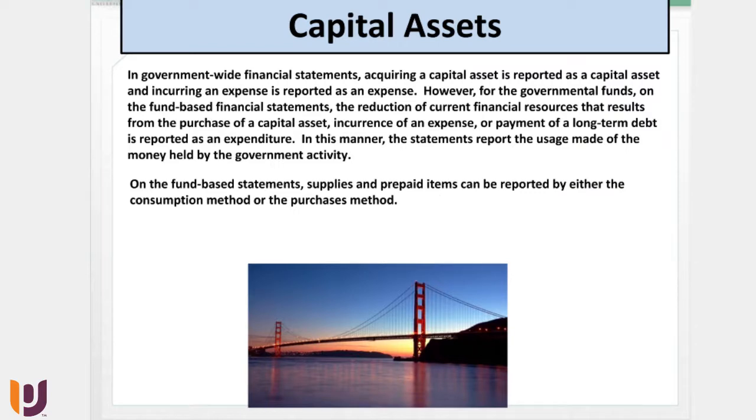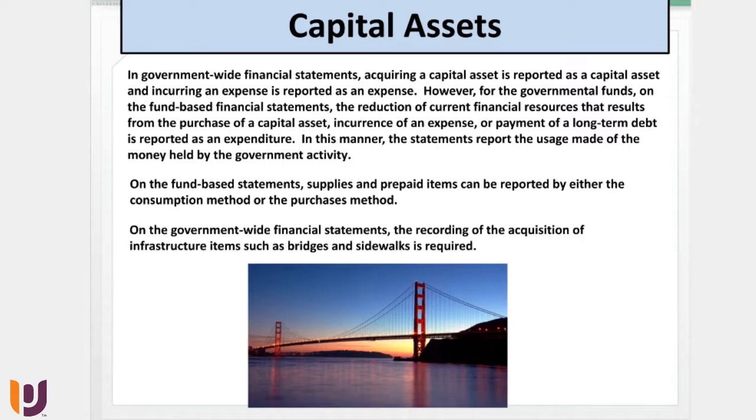On the fund-based financial statements, supplies and prepaid items can be reported by either the consumption method or the purchases method. On the government-wide financial statements, the recording of the acquisition of infrastructure items, such as bridges and sidewalks, is required.